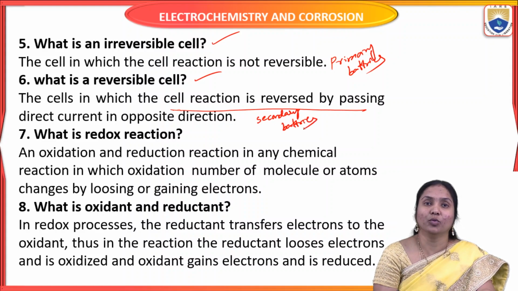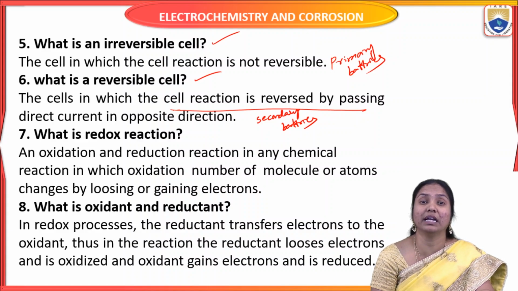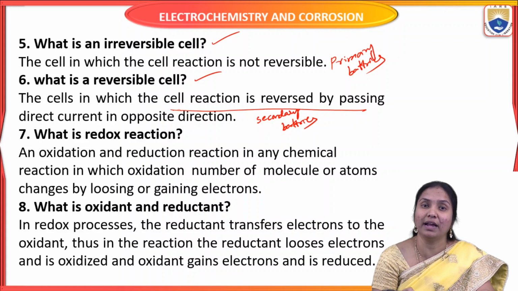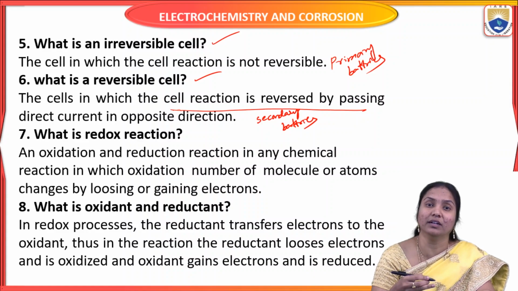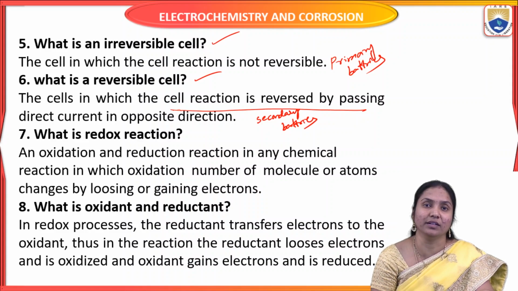Secondary batteries. So what is a reversible cell or reversible battery? The cell reactions are reversed. Once we are using these batteries, they can be recharged by passing electricity in the opposite direction. The best examples are secondary batteries such as mobile batteries, lead acid batteries, and lithium ion batteries. When we are using these batteries, they are recharged again through a number of cycles of charging and discharging.